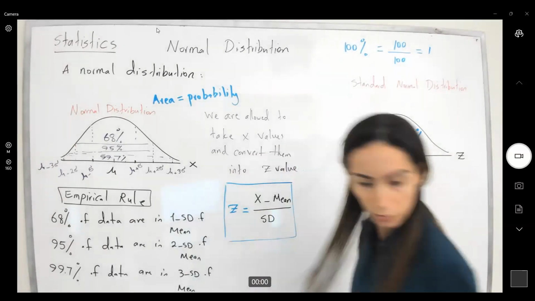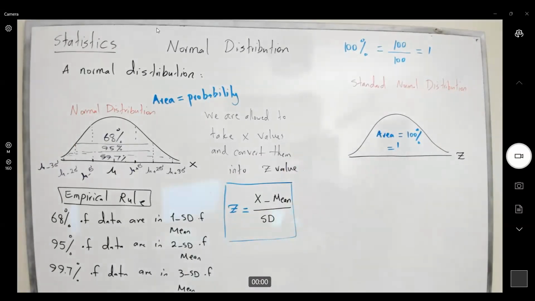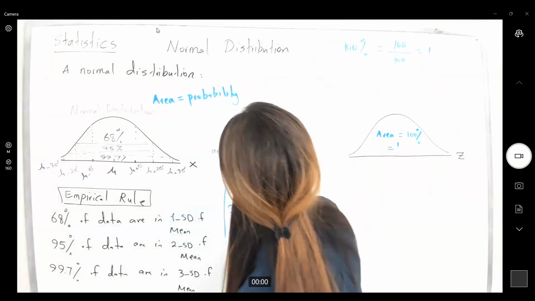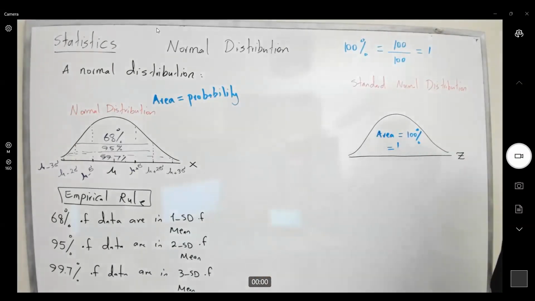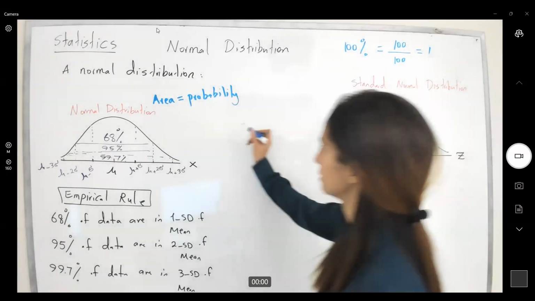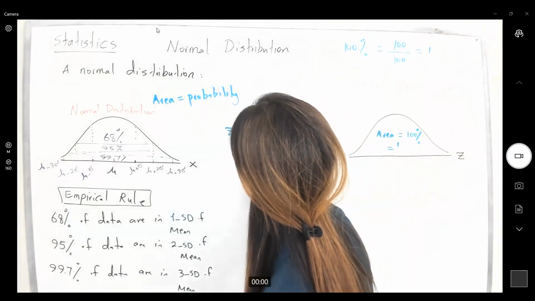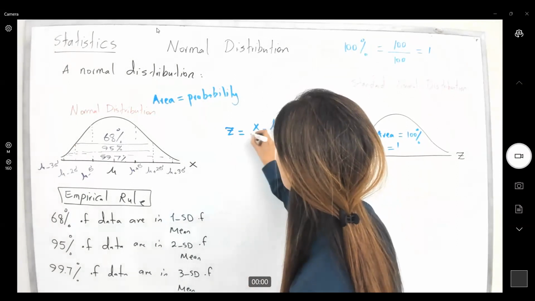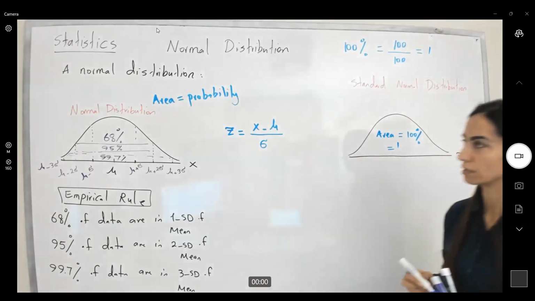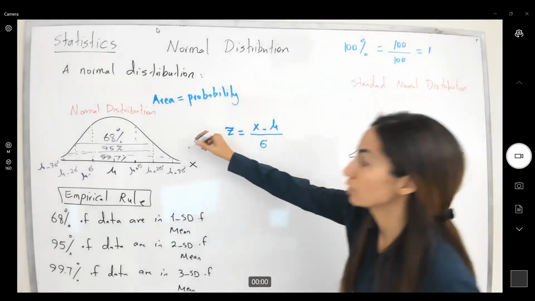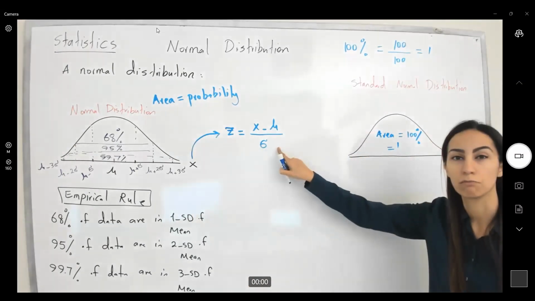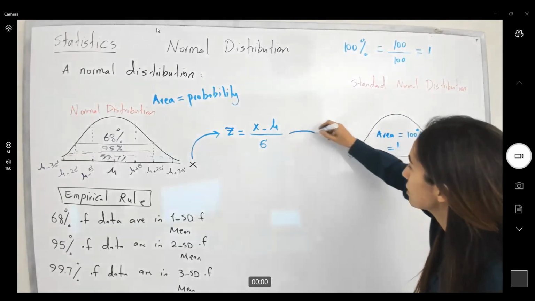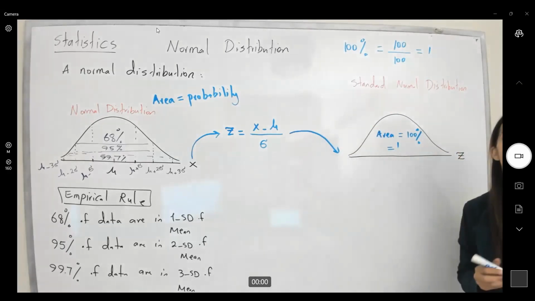So what are we going to do? We're going to convert each of these into z values using the formula. Remember that z is equal to x minus the mean, divided by the standard deviation. This is a machine. You're going to take x values and plug them into this machine. This machine converts x values into z values.